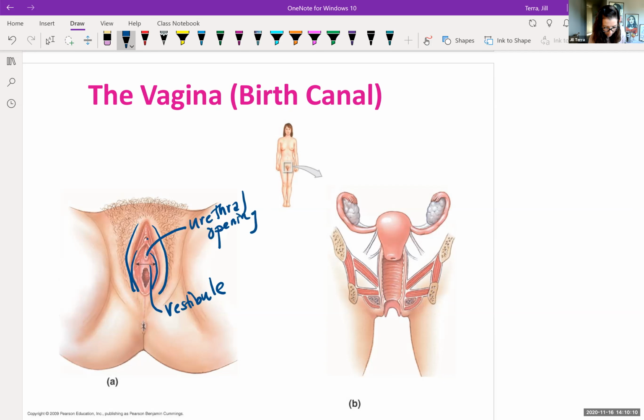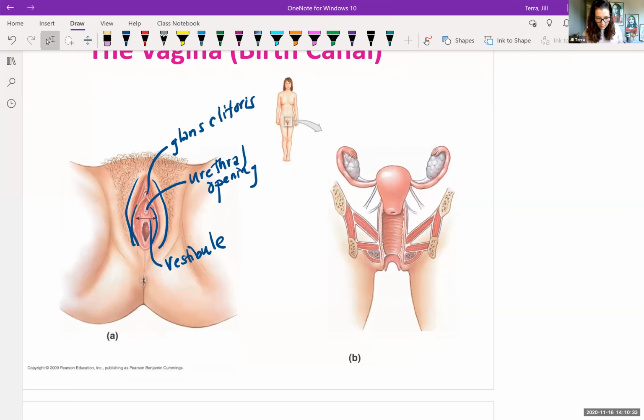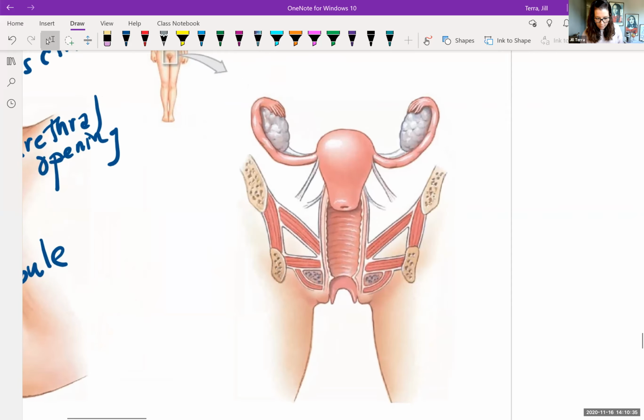This kind of at the top, where at the anterior side the labia minora come together, that is the glans clitoris, analogous to the glans penis in men. There's actually all this internal structure to the clitoris that we're going to look at briefly here. And then of course, this is kind of what the vagina looks like.